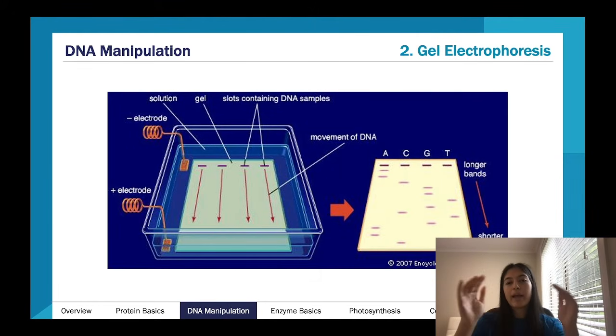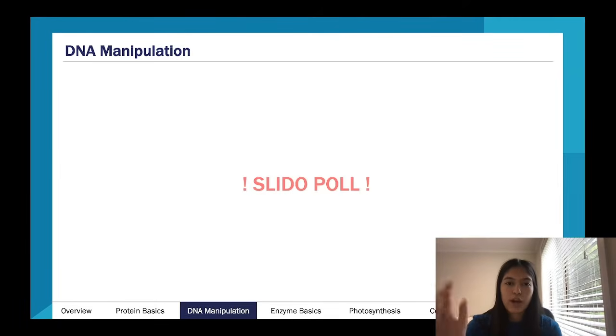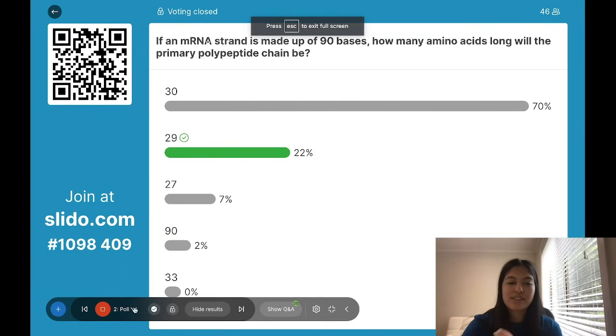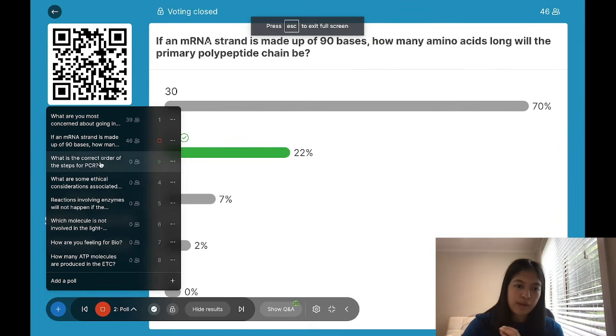So you have your longer bands towards the start, basically, and your shorter bands towards the end, because the shorter bands move faster. And then there's a lot of applications for that, as you can imagine. So you can determine the length of DNA and stuff like that. Hopefully that makes sense. Okay, cytopol. Again, I know this is a lot of information being thrown at you. Just try to digest it as best as you can.